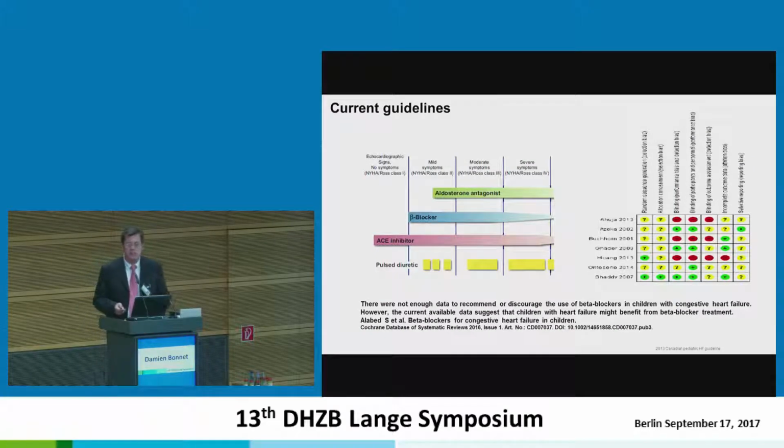So this is just an example of the guidelines, and we all do that. We give ACE inhibitors, beta blockers, potentially aldosterone antagonists, and pulse furosemide. But if you look at the quality of the different trials that are plotted here from this paper, the green are those with good quality. And you can see here that this is the trial of a Congenital study.